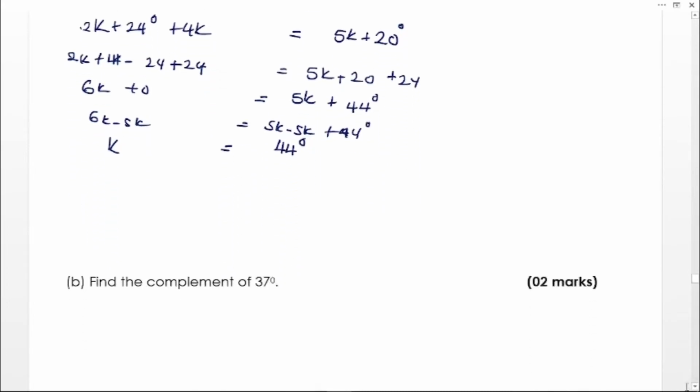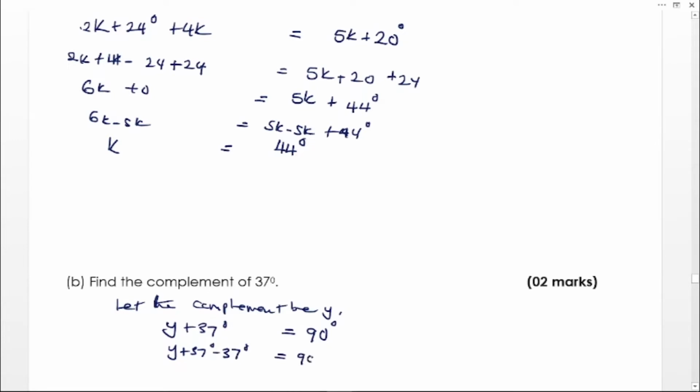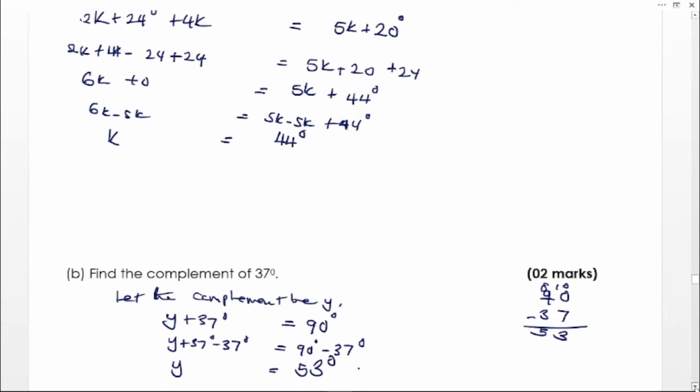Alright, let us now move on. Find the complement of 37. So what does complement mean? What angle should you add to 37 to give you 90 degrees? So let the complement be y. Now this y plus 37 degrees is going to give us 90 degrees. So y plus 37 degrees, take away 37 degrees, is equal to 90 degrees, take away 37 degrees. So y is equal to 90, take away 37, we are subtracting. This is a 10, this is a 3, now this is 8, this is a 5. So y is equal to 53 degrees there.